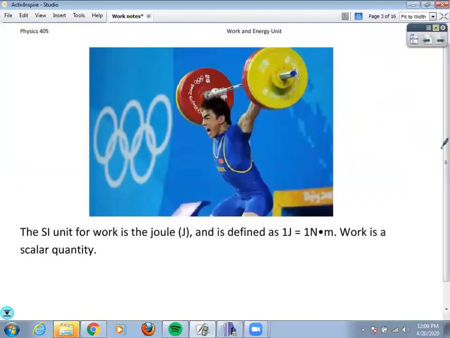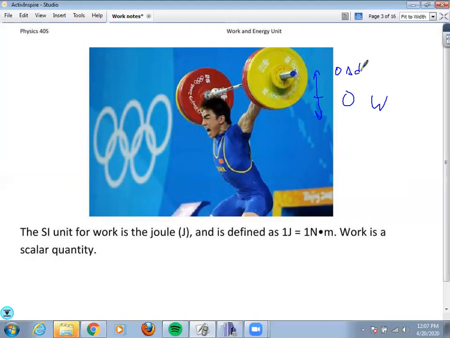Another example, we have the weightlifter holding the weights in place. There's no work being done here because the weights are not moving up or down. There's 0 delta D, so therefore there's no work being done. So again, work is a result of a force applied over a distance, F times delta D.